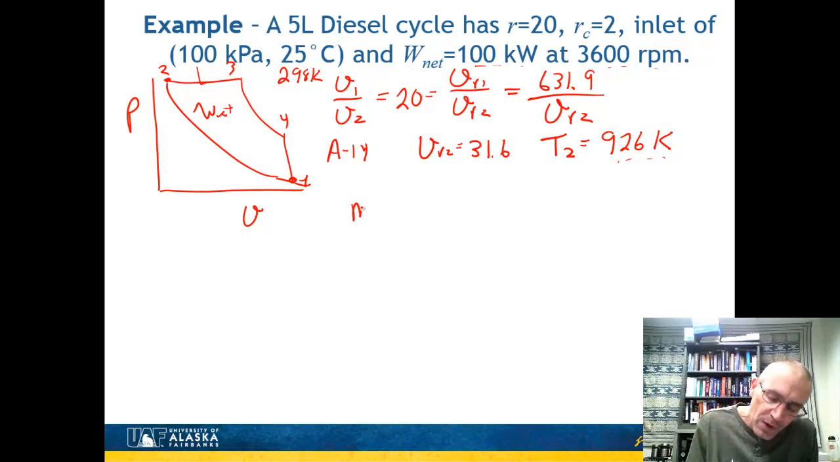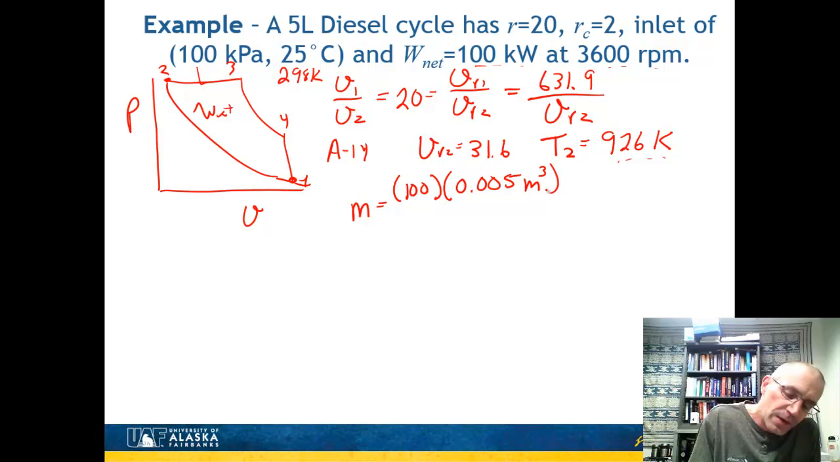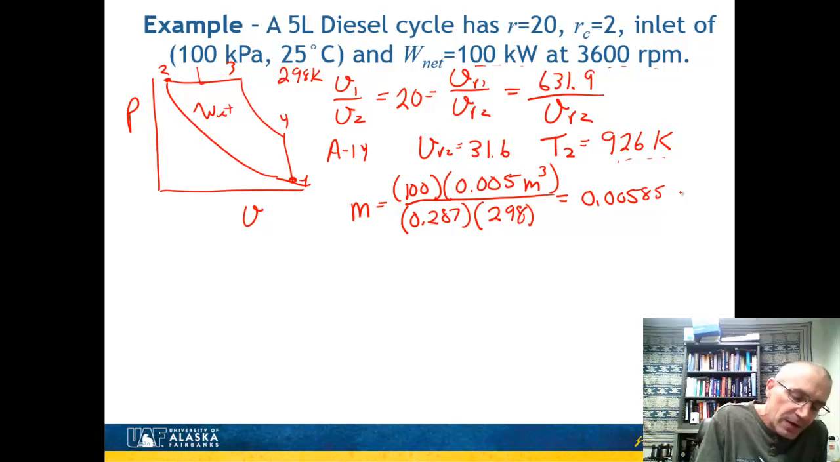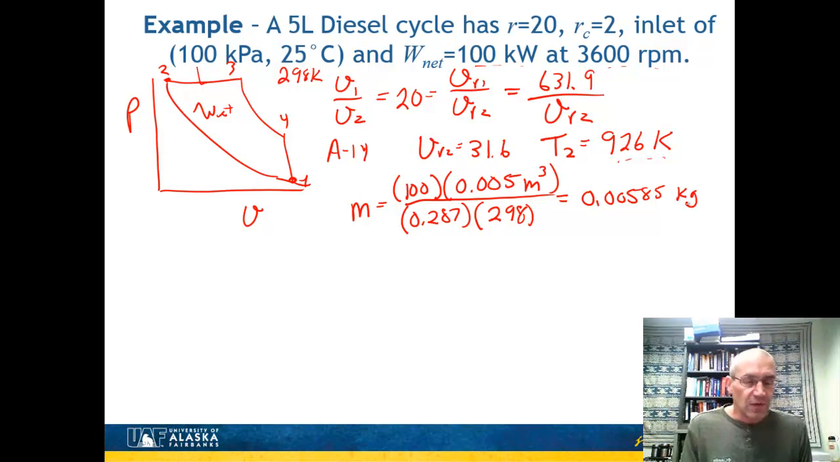And so we'll start off and find out, well, what is the mass? And so what would be the mass for example, of just a single cycle over here? So we'll just go and use the initial conditions of 100 kPa, and our total volume of 5 liters, or 0.005 cubic meters. And then I'm going to divide that by RT, so 0.287 is the value of R, and then T1 is 298 Kelvin. And so that's going to tell me the mass in a single cycle. That would be 0.00585 kilograms. So that happens in essentially just the volume of the engine at one point.